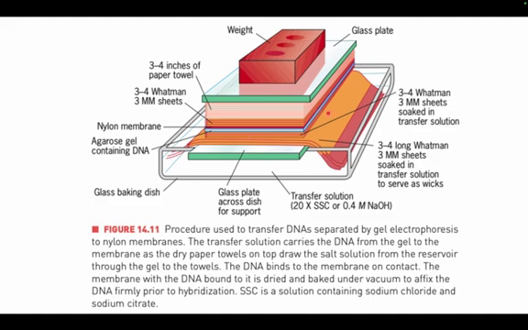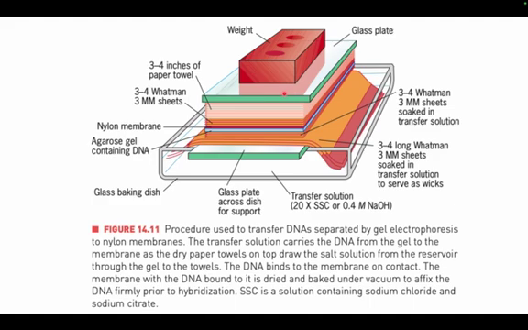And you'll see 3 to 4 Whatman's 3 sheets soaked in transfer solution, and this is serving as a wick. So this is sitting in this reservoir of buffer. This is allowing the buffer, through capillary action, to travel up into the filter paper and soak the transfer region. Above the filter paper sheets, we have paper towels, glass plate, and a weight.